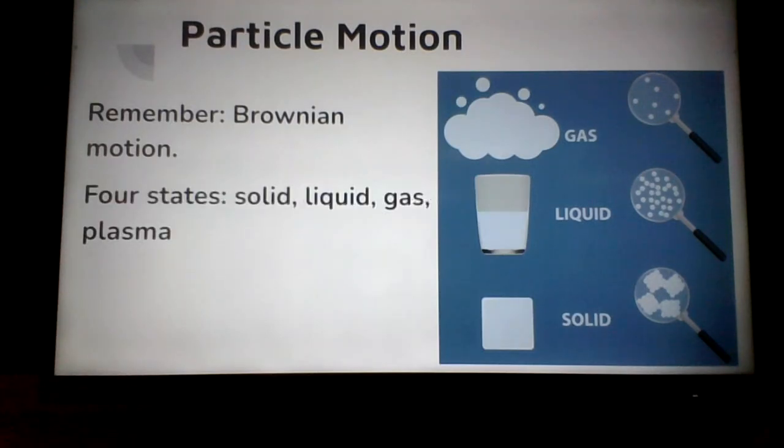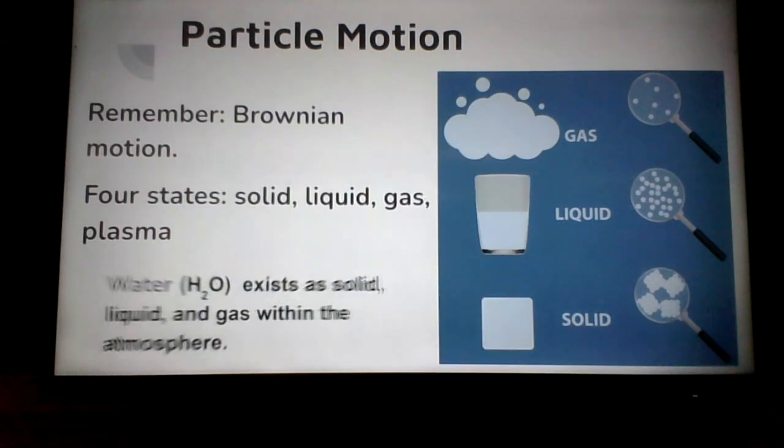Here are the four main states, once again: solid, liquid, gas, and plasma. We're not going to focus much on plasma in this class. We'll define it a little later, but we're going to concentrate a whole lot more on the three main phases of matter found within the Earth's atmosphere: solid, liquid, and gas.